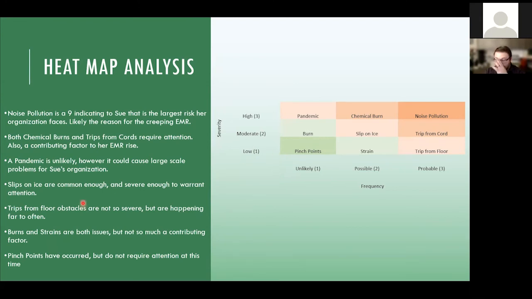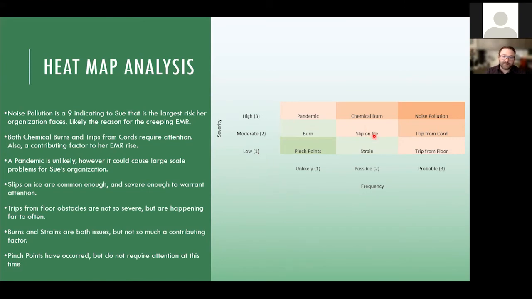So slips on the ice are common enough and severe enough to warrant attention. Trips from floor obstacles are not so severe, but are happening far too often. Burns and strains are both issues, but not too much of a contributing factor. So again, using your system of prioritization, you break these up, and then you're able to map them on a heat map. Heat maps can be very complicated or they can be very simple.